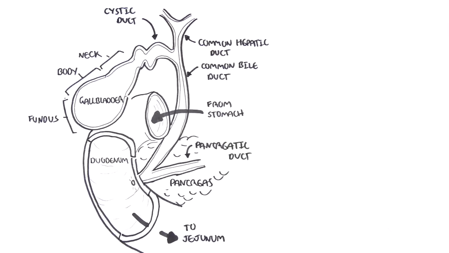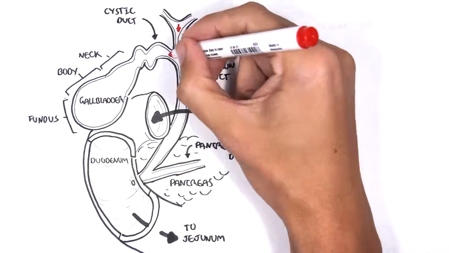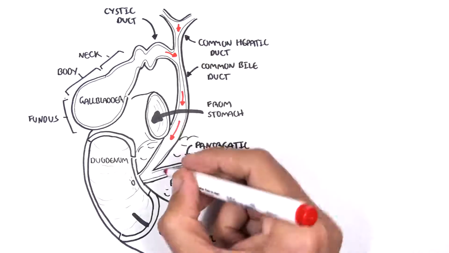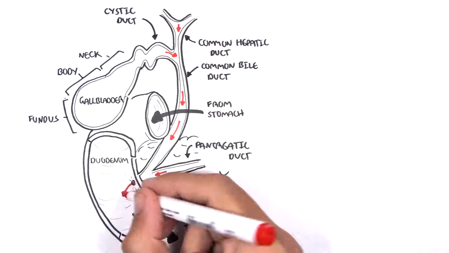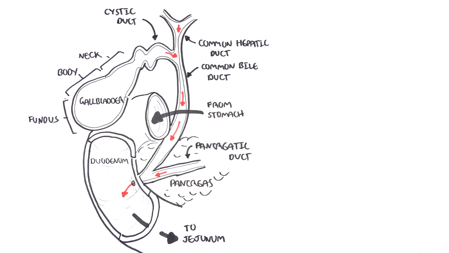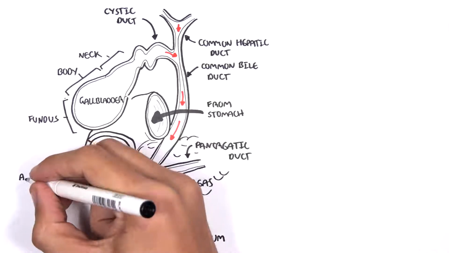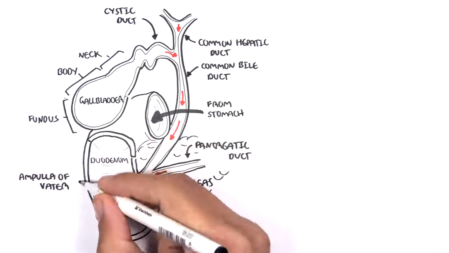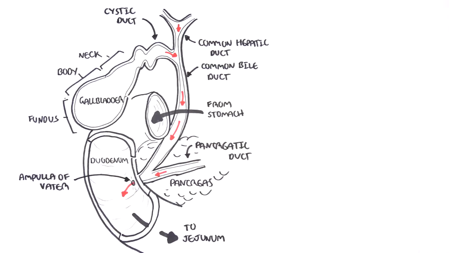And essentially, the gallbladder will contract and release bile, or the liver will release bile, which will go down and end up in the common bile duct. The common bile duct runs all the way down and joins with the pancreatic duct from the pancreas. The newly formed duct will then release this bile and the enzymes from the pancreas into the duodenum through the ampulla of Vater to help digest food.